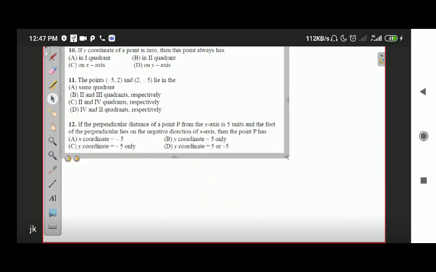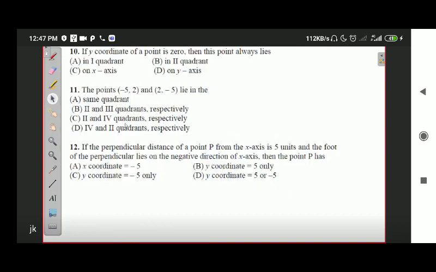Question number 10. If the y coordinate of a point is 0, that means the point is something comma 0. Then this point will always lie on the x-axis. Y coordinate is 0, the point will lie on the x-axis.